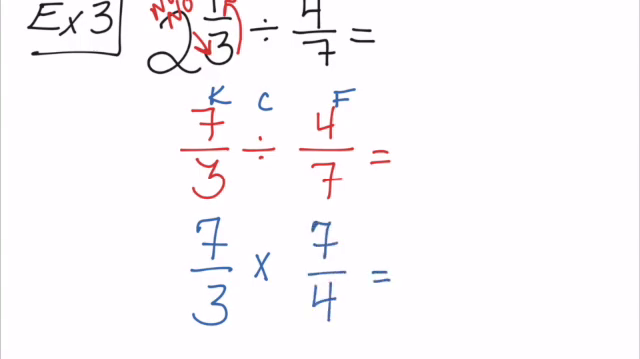And now we like it. We can multiply. Multiply straight across. 7 times 7 is 49. And 3 times 4 is 12.